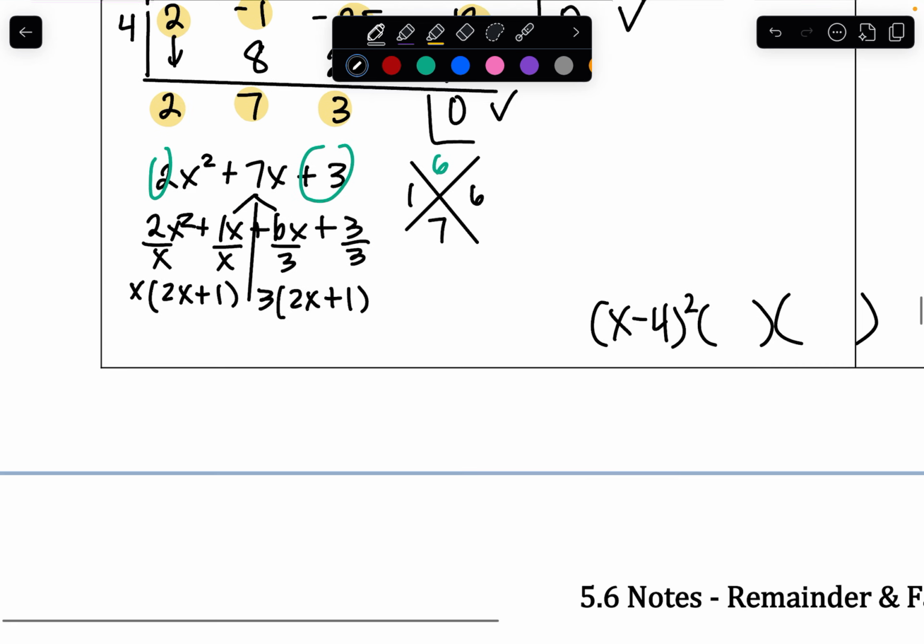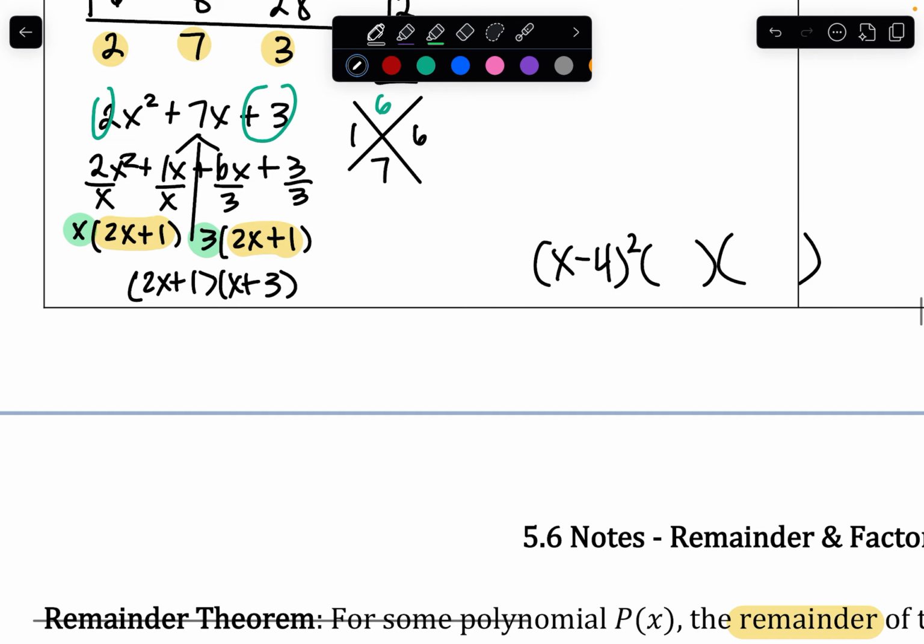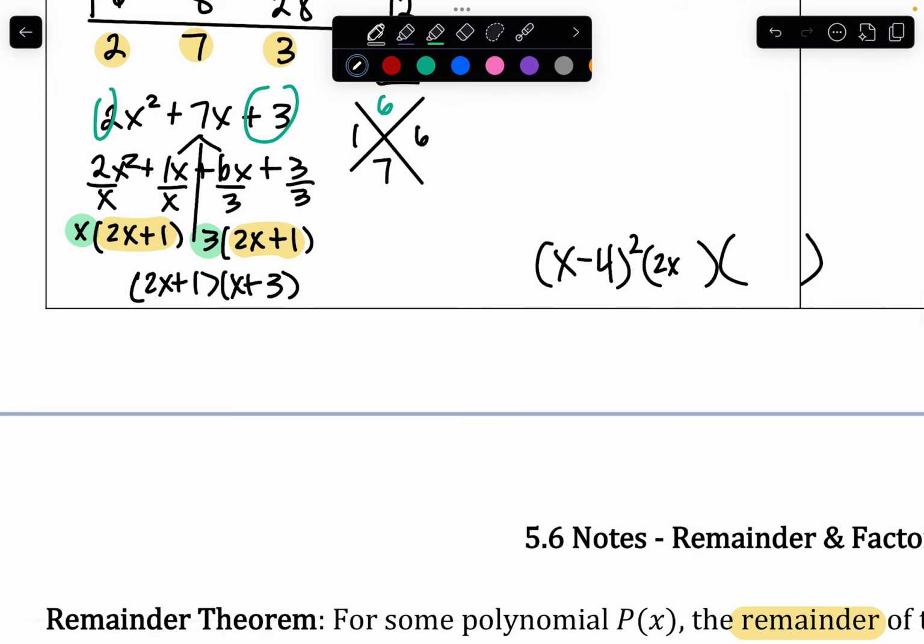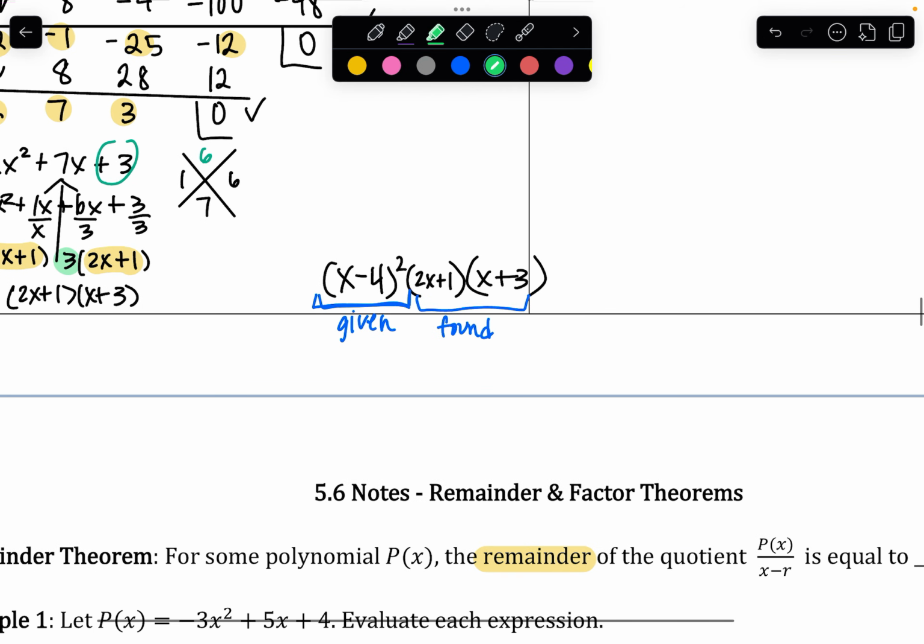The 2x plus 1 matches. That means we're doing everything right. The other factor comes from the 3, the x and the 3, in that order, x plus 3. Okay, and so those are our other factors, 2x plus 1, x plus 3. This x minus 4 squared was given to us. This 2x plus 1, x plus 3 is what we found after we divided out the given factors.